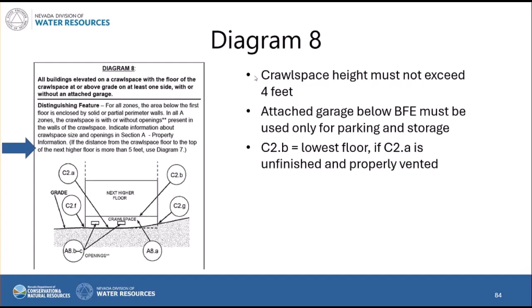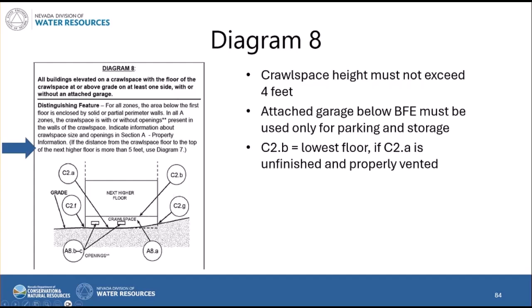We're assuming a 12-inch floor joist. So if that crawl space height is more than 4 feet high, you're going to have a difference between C2A and C2B of more than 5 feet. That's actually going to be a diagram 7. And that says so right in the instructions. If the distance from the crawl space floor to the next higher floor is more than 5 feet, that's a 7, not an 8. So if the crawl space is only a few feet high, that's a diagram 8.